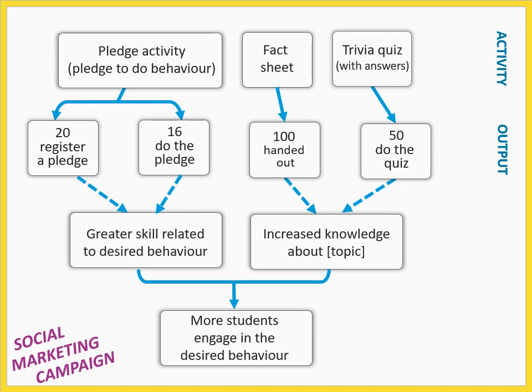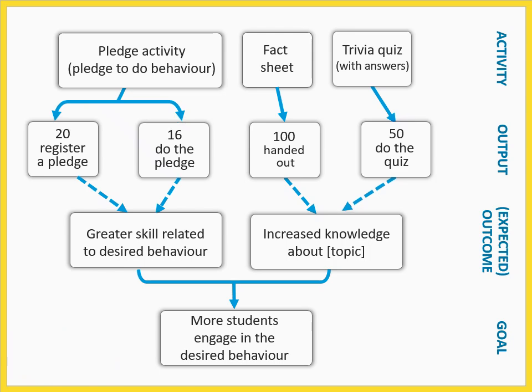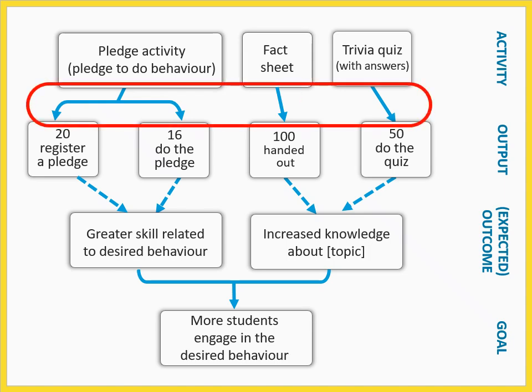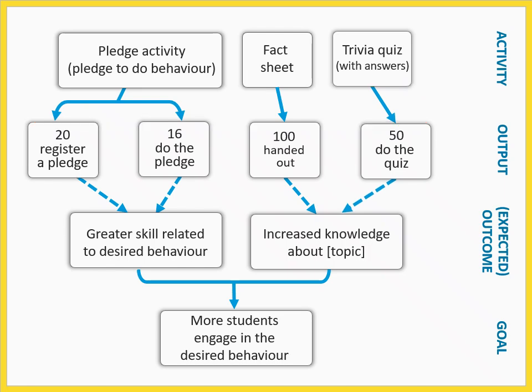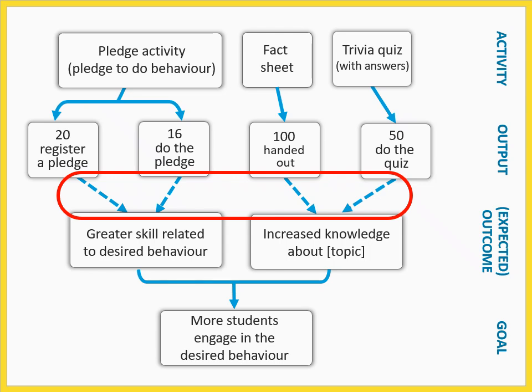Outcomes the campaign is expected to produce are also shown. These would include greater skill and greater knowledge. And the logic model shows the overall goal of the campaign, that is, students engaging in resilience-enhancing behaviors. Notice how this logic model lets you show the exact outputs of specific activities. Typically, arrows are also drawn from outputs to expected outcomes.